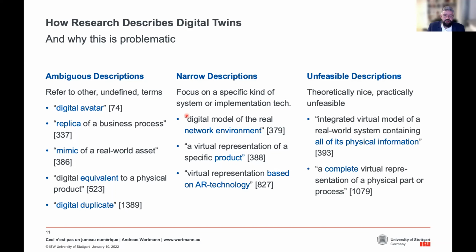And then there are definitions which are essentially unfeasible. Theoretically, that sounds nice. Practically, it's hard to do. So, an integrated virtual model of a real-world system, and now comes the problematic part from my side, containing all of its physical information. I brought this example up earlier. Some of you may know it. If you work with large bodies of fluid, for instance, even the moon might have an effect, a small effect on how this large body of fluid behaves. Most of the time, you don't want to integrate celestial bodies into your manufacturing models. Similarly, if you really want to contain all of its physical information, you need to go down to the level of individual atoms. And also that most of the time doesn't make much sense, because either we can't do it or we don't need it for a model to be precise enough.